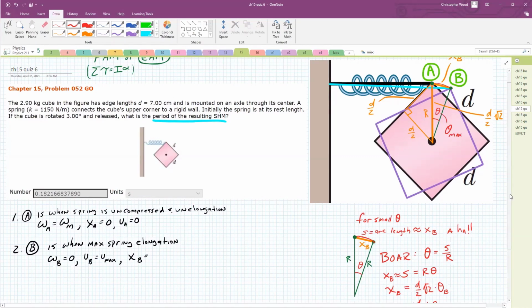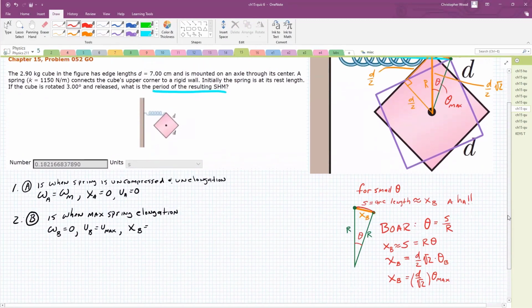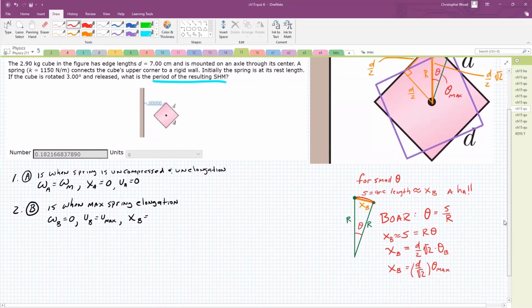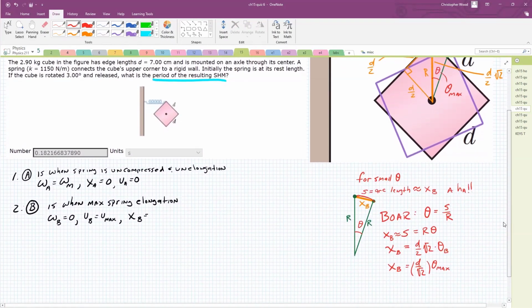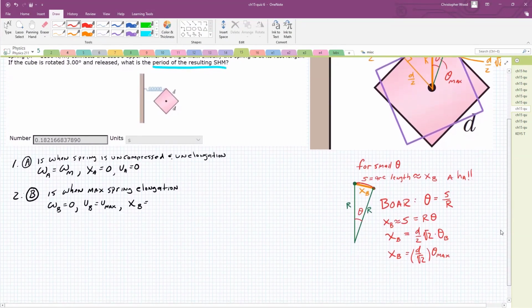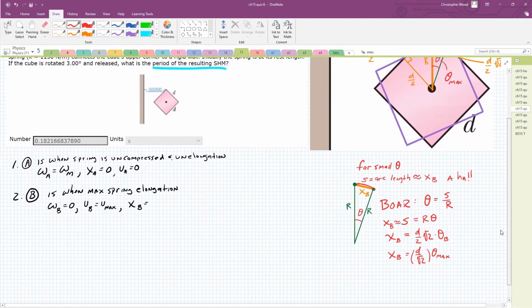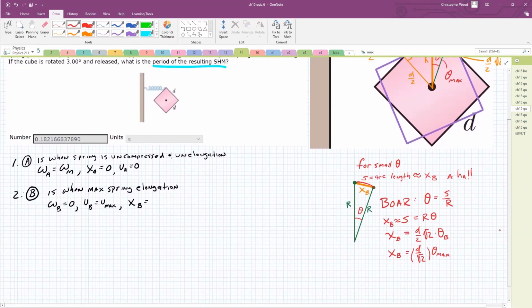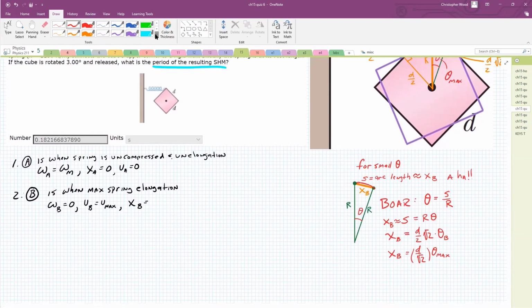Okay, all right. So that's the approximation I'm going to use. For small angles, it is going to be pretty darn close. I'll be within that 2% margin of error, I'm pretty sure. But let's keep going with this. X sub B, now I have an expression for that. That's D over root 2 times theta max. Okay, let's do energy analysis.